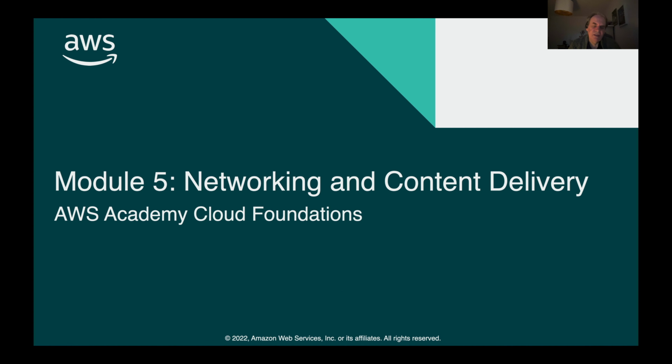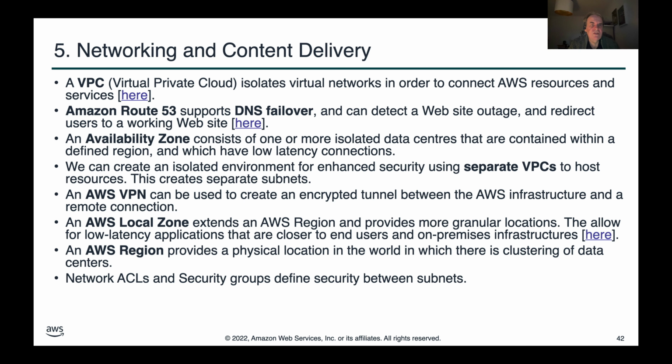So the next unit is networking and content delivery. With this, our VPC provides our basic networking infrastructure. For DNS, our Route 53 provides failover. Whenever we have a web server outage, we can automatically detect it and redirect to another place that doesn't have an outage.